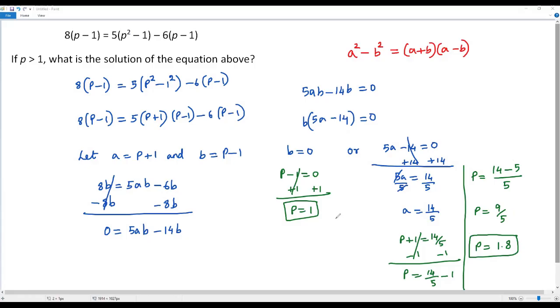Here I got two values for p. One is p = 1 and the other one is p = 1.8. But the question says p has to be greater than 1. So the value p = 1 does not meet the condition given here, so we can reject this one. And we can consider the value 1.8 for p because 1.8 is greater than 1. Therefore, the value of p is 1.8.